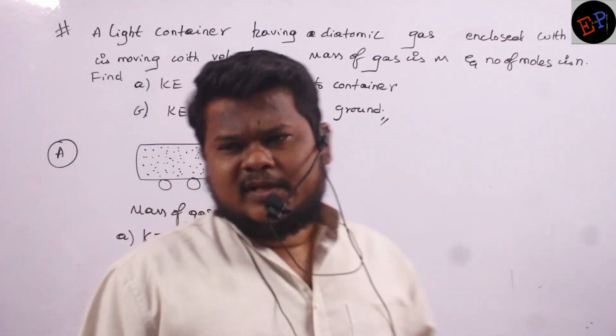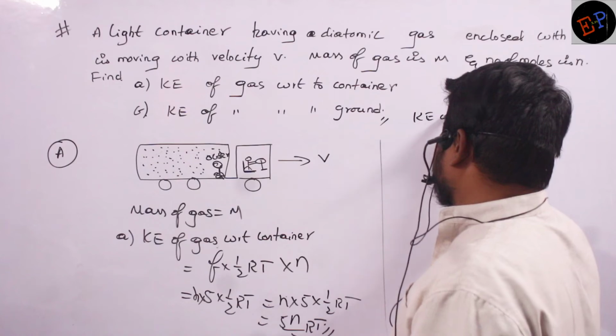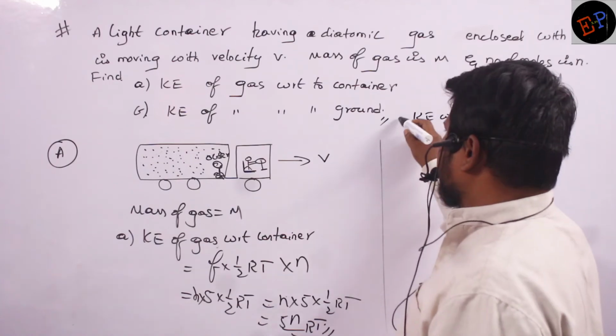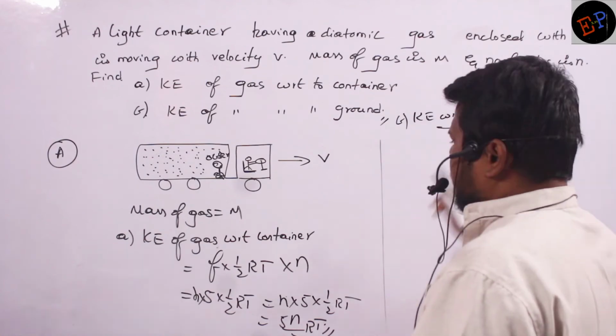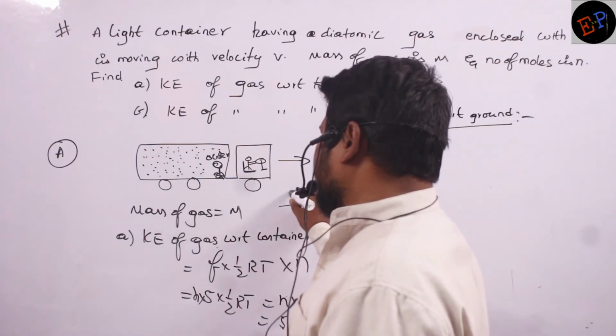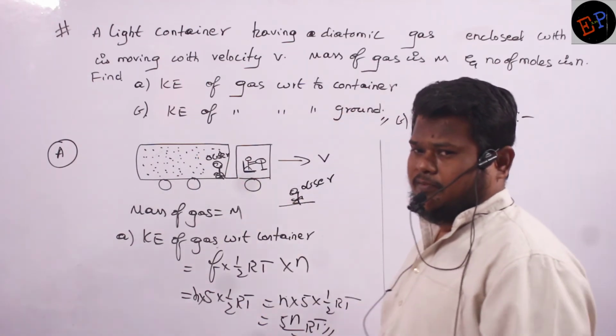Now he is asking the second question. What is the second question? Kinetic energy with respect to ground is how much? Kinetic energy of the same gas molecules with respect to ground is how much? What is meant by with respect to ground? On the ground there is an observer, and he is observing these gas molecules.